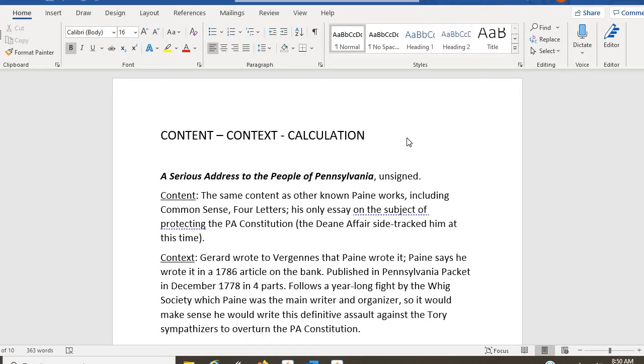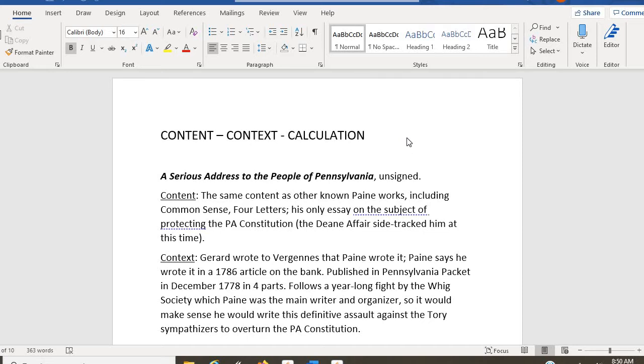This has more to do with the content, but it follows a year-long fight by the Whig Society, of which Paine was the main writer and organizer. The Whig Society was formed in order to counter a Tory-led attempt to overthrow the Pennsylvania Constitution of 1776. This is Paine's only essay regarding defense of that. So it would make sense that he would write against the Tory sympathizers trying to overturn the Constitution. And this was a major fight in late 1778. It disrupted all the works.